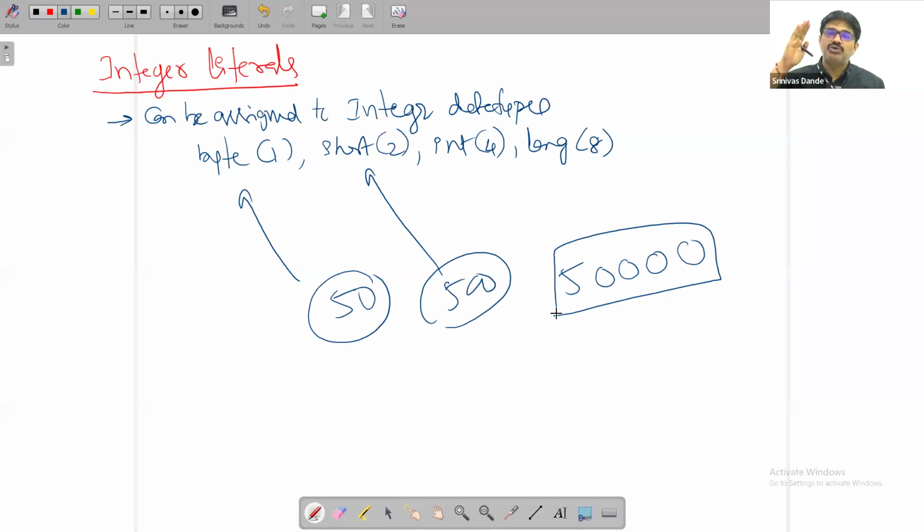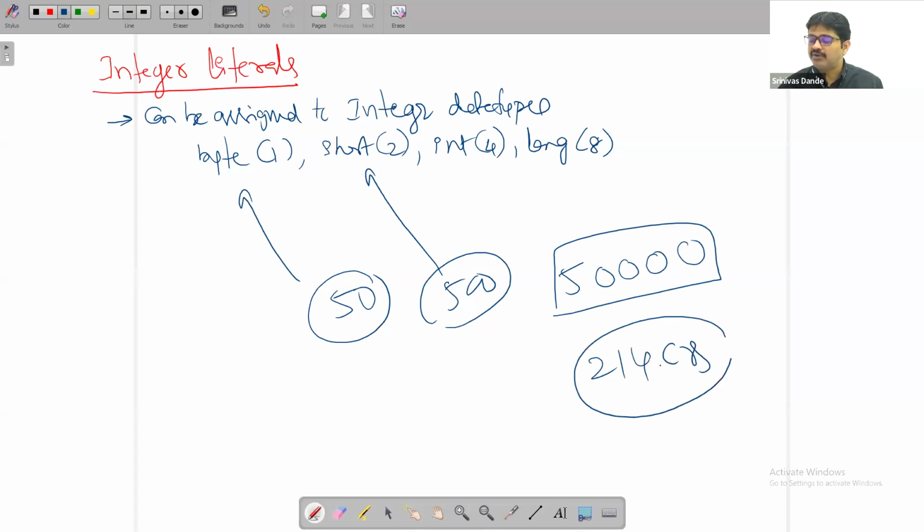Beyond integer means beyond 214 crores. We have seen that, right? If any number is more than 214 crores, then it is beyond integer, so go for long. Otherwise, integer is enough. 50,000 is beyond the short. You have to remember the ranges. So we have 4 types given for integers: byte, short, int, long. Depending on the size of your literal, you can choose the respective data type.